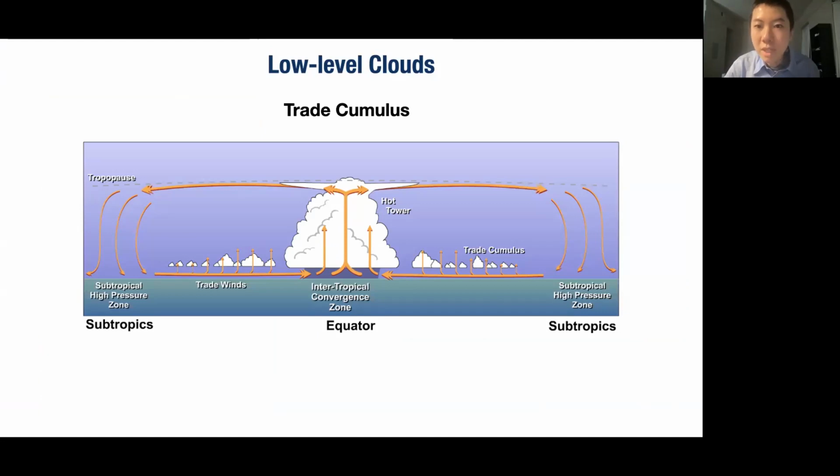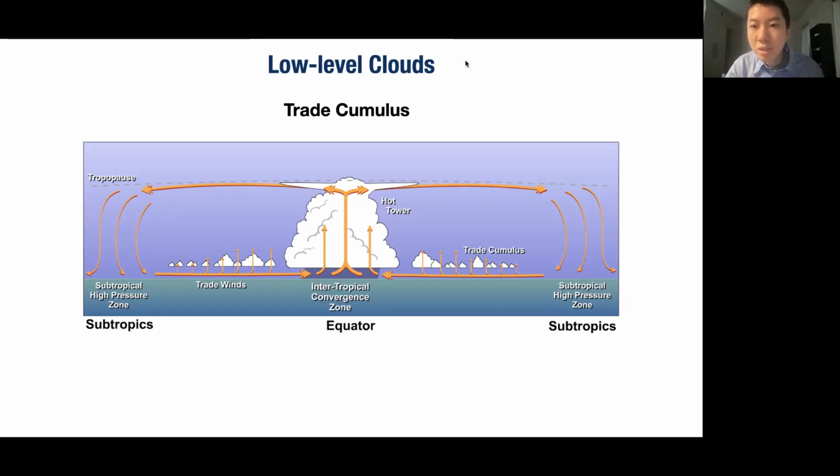If we view the atmosphere meridionally, we can see that in the equator, we have very huge cloud towers due to deep convection. And in the subtropics, we have strong subsidence. And somewhere between this region, we have trade wind regions. We have shallow convection activities. So in this region, we have shallow cumulus, or because it's in the trade wind region, we also call it trade cumulus.